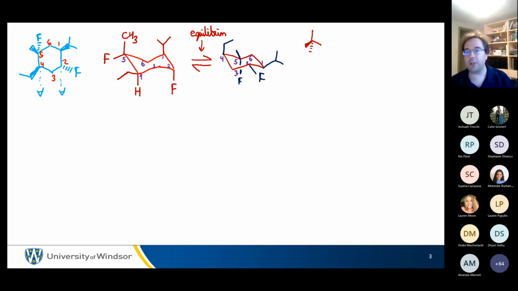You never need to draw the hydrogens in a chair. You don't need to label the methyl group either. You can just draw a stick. See, I've just drawn a stick here.